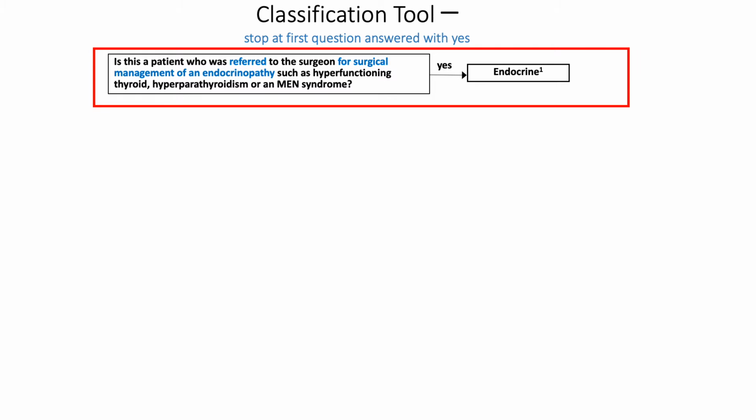If the patient was referred to the surgeon for surgical management of an endocrinopathy, such as a hyperfunctioning thyroid, hyperparathyroidism, or an MEN syndrome, then endocrine is their classification. A hot thyroid nodule or multinodular goiter with suppressed TSH are other common examples. If a patient has an uptake scan performed for evaluation of a suppressed TSH and a cold thyroid nodule is identified, prompting referral, that is still classified as endocrine because the uptake scan was performed for evaluation of an endocrinopathy.